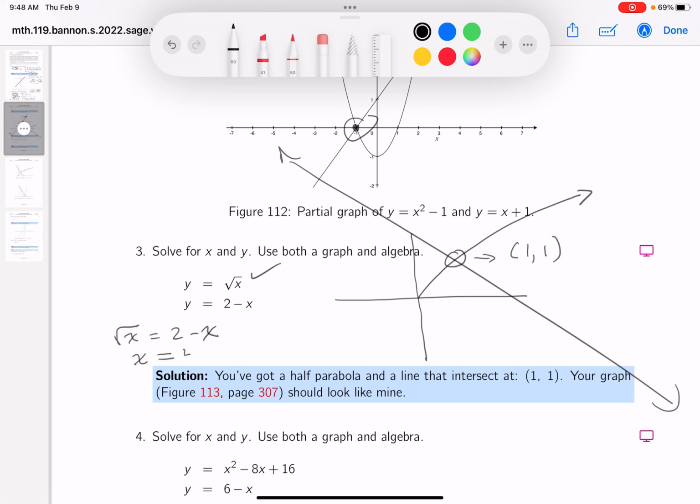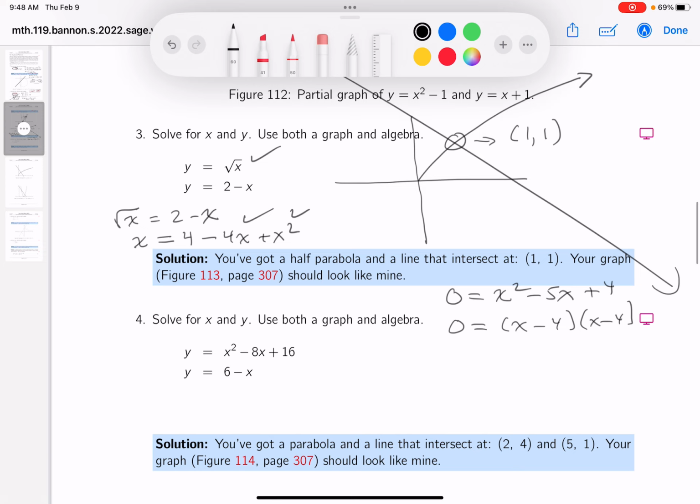What do you get? You get 4 minus 4x plus x squared. And I'm going to factor that now. Not factor, I need to solve for 0. You get 0 equals x squared minus 5x plus 4. I'm going to factor it now. What do you get? x minus 4, x minus 4.